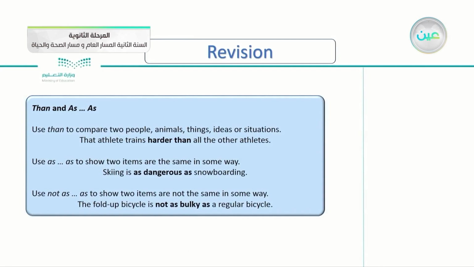We use than to compare between 2 things. The athlete trains harder than all other athletes. We use as to show 2 items are the same in some way. Skiing is as dangerous as snowboarding, so we are comparing how dangerous they are.